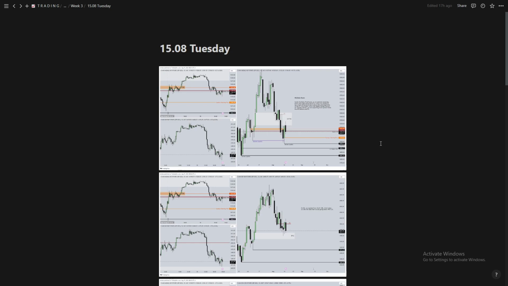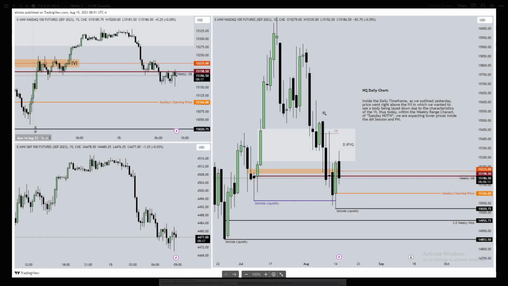As always and as usual, we're going to start inside the daily chart plus the weekly, because I also have the weekly levels. What I saw here inside the daily time frame, as we outlined yesterday, is that price went right above the inversion volume imbalance, this one, laying a body, which we wanted to see due to the characteristics of the volume imbalance. This is the thing that I wanted to see.